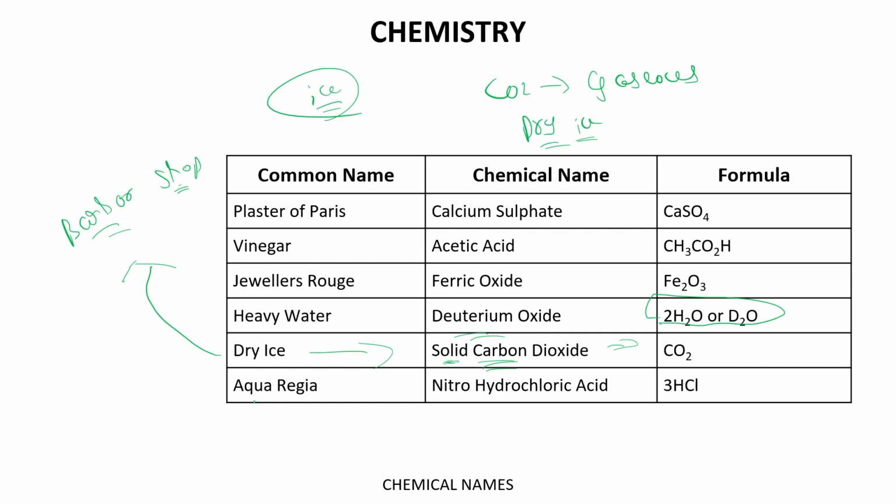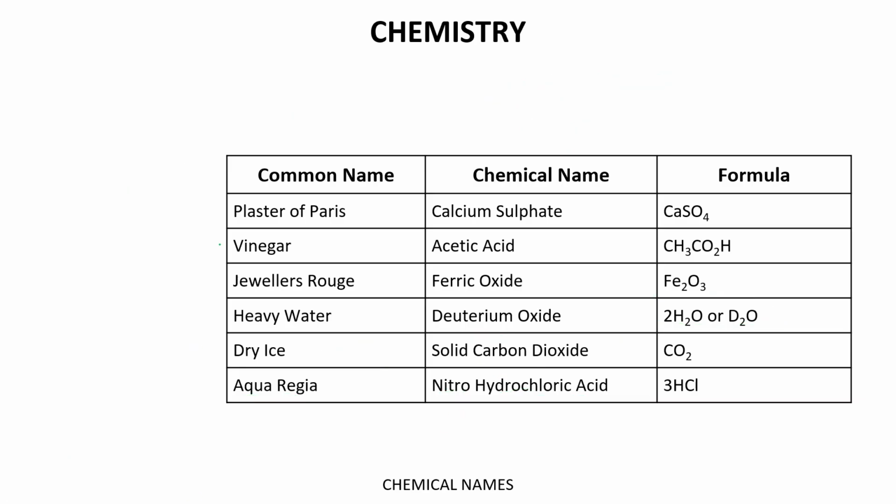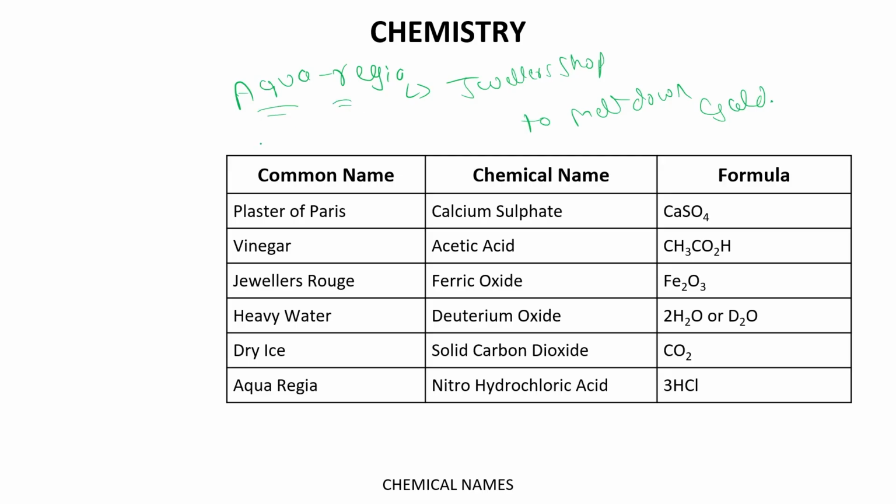Thereafter we have aqua regia, which is known as nitrohydrochloric acid. Nitrohydrochloric acid, basically you can say the aqua regia, is generally used where? In jeweler shops to melt down gold. So aqua regia is basically used in the jeweler shop to melt down gold and other precious metals.